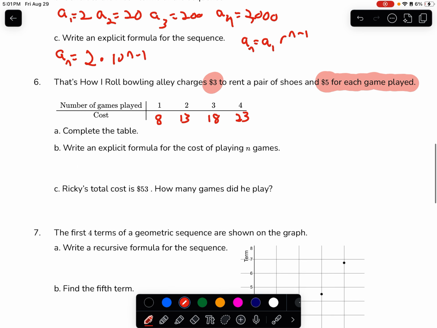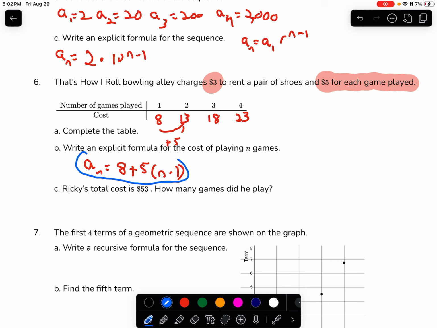B, write an explicit formula for the cost of playing n games. So the cost of playing n games, a sub n, if you look at this, we're adding 5 each time. So this is arithmetic. So a sub 1 is 8, plus 5, that's a common difference, times n minus 1.